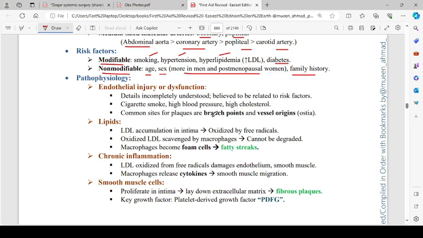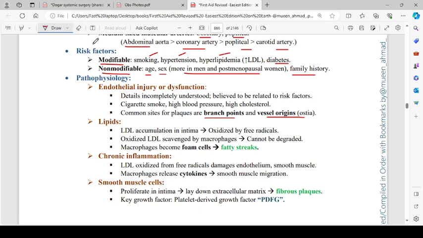Common sites of plaque are branch points and vessel regions. For example, this is the abdominal aorta, and it is giving rise to the superior mesenteric artery. This is a good point for atherosclerotic plaque formation. At the branch points, the blood flow that was streamlined becomes turbulent, and this turbulent blood flow, if it is also high in pressure, for example during hypertension, or contains toxins like cigarette smoke toxins, can cause endothelial damage. That is why these sites are one of the favorite locations for the formation of atherosclerotic plaque.